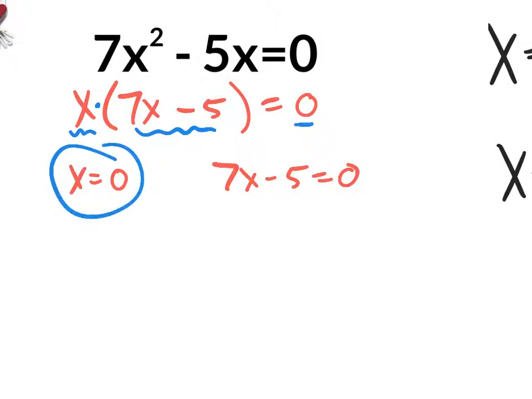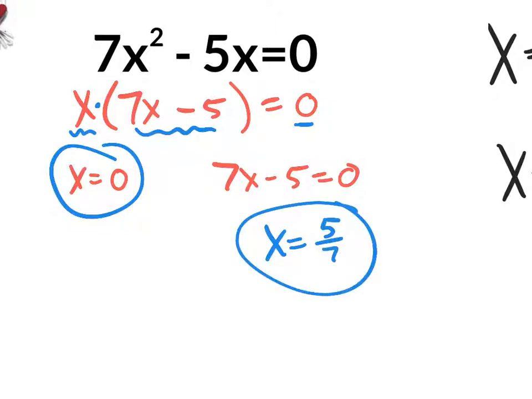This one's already solved for you. The answer is 0. The other one, if you add 5 to both sides and then divide by 7 on both, you will get a positive 5 divided by 7. That'd be your answer. So those are your two answers. Super easy, way easier than using the quadratic formula, okay? So let me actually write that down right here. x equals 0, x equals 5/7, okay?